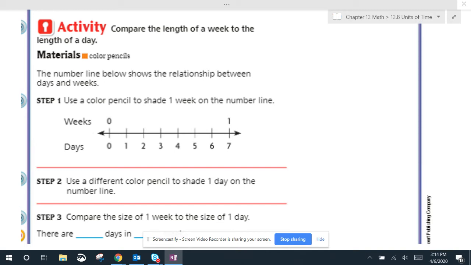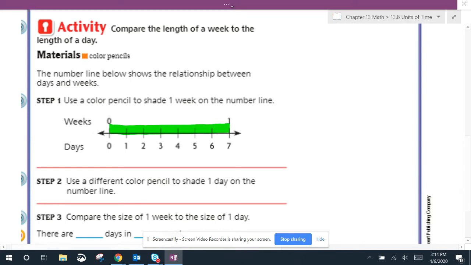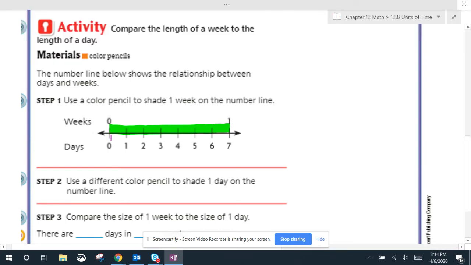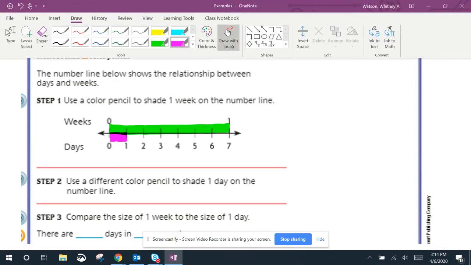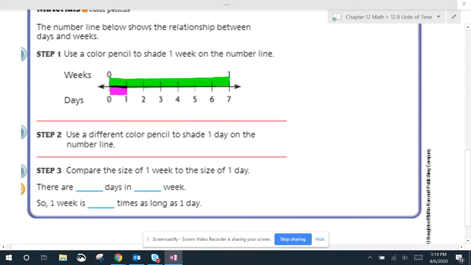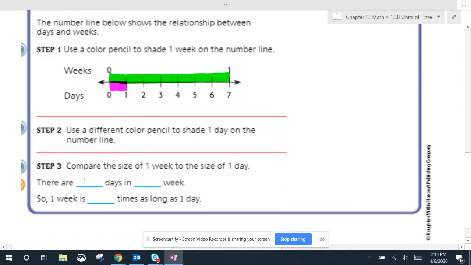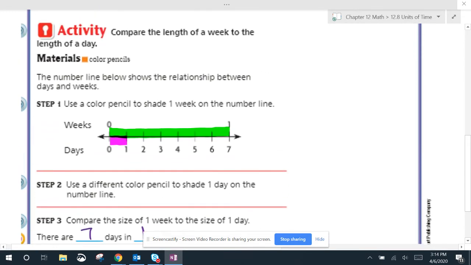Well, since we know our days of the week, I know that there are 7 days in 1 week. So I'm going to shade in all the way through 7. So that represents 1 whole week. And 1 day would be represented by this piece in here. So if I look at those and compare them, we have 7 days in 1 week. So 1 week is 7 times as long as 1 day. So you'd multiply however many days by 7. Okay, and that is weeks and days.